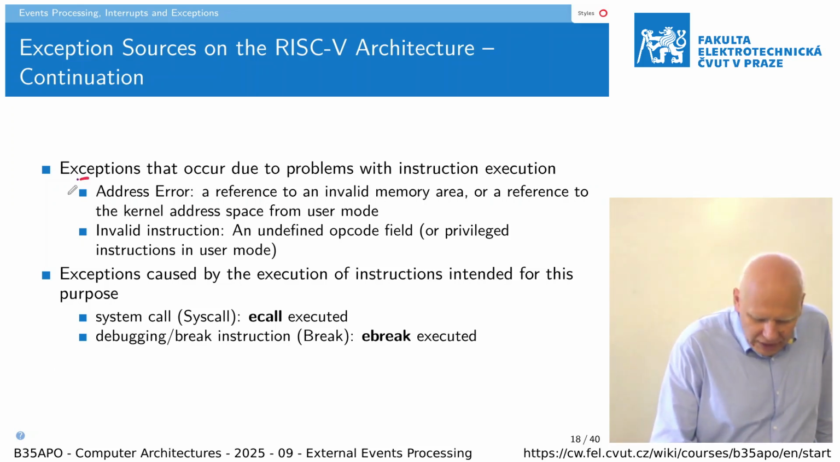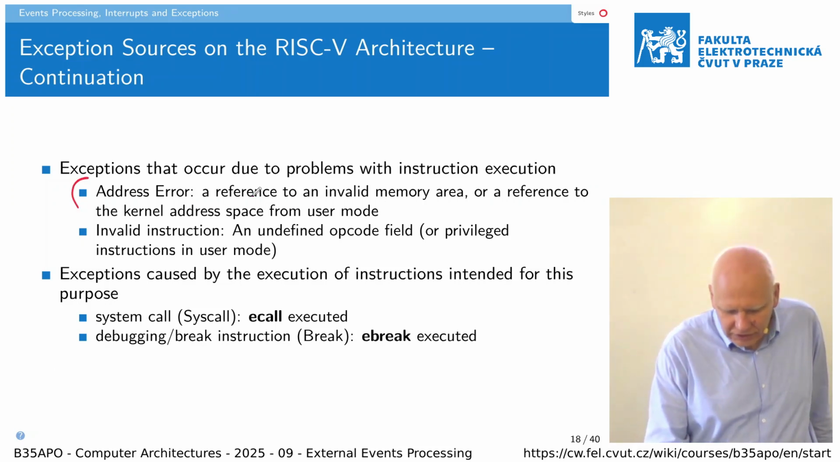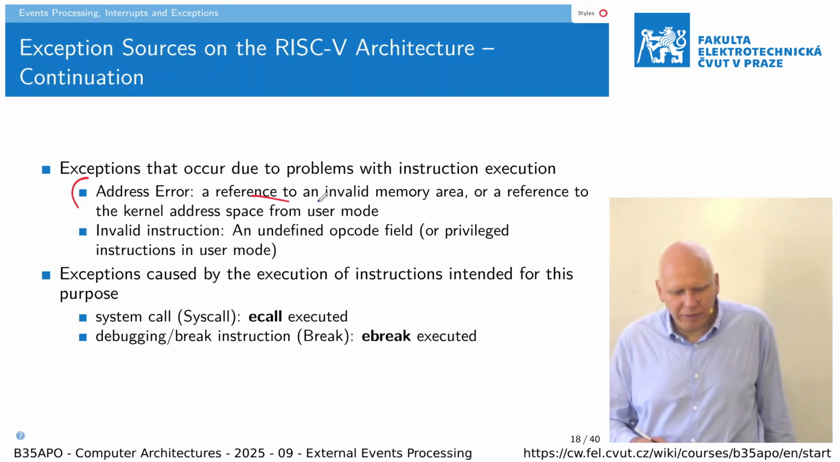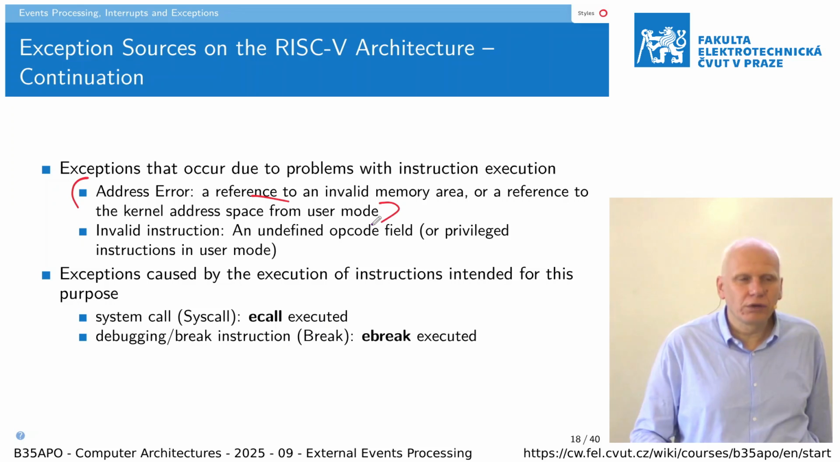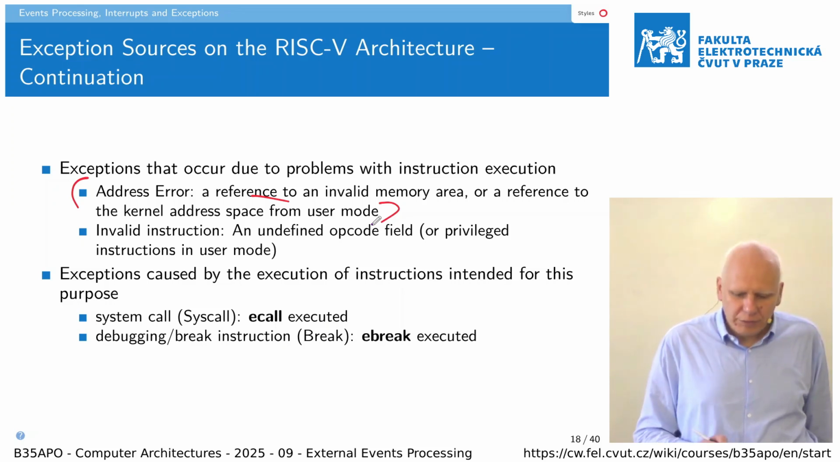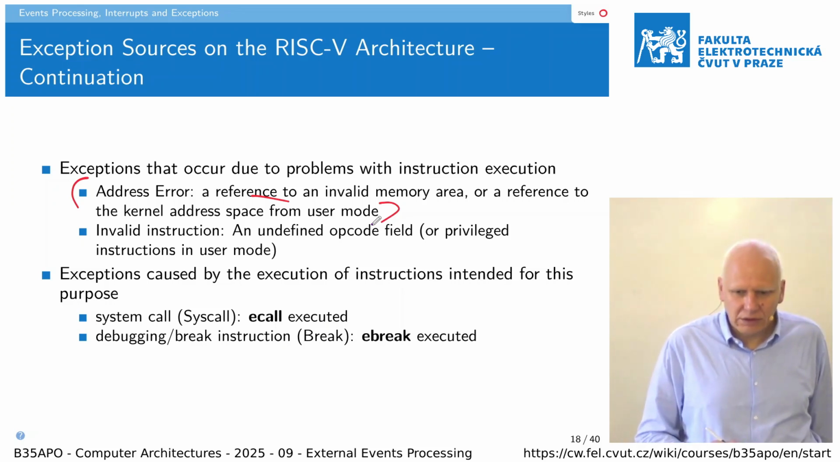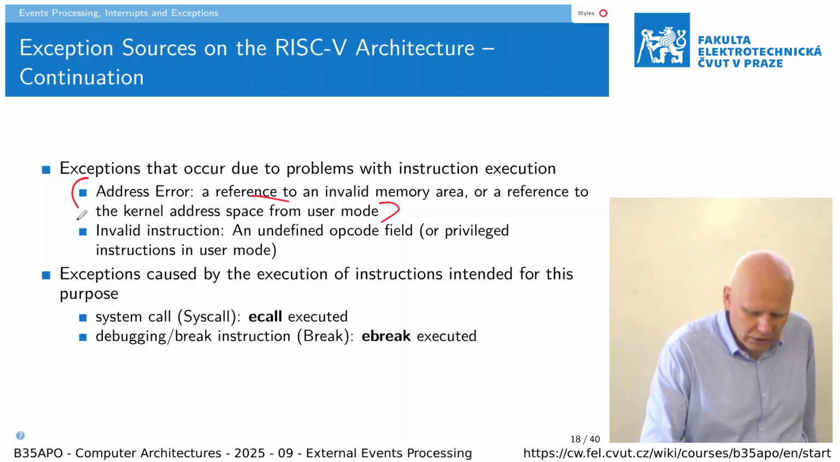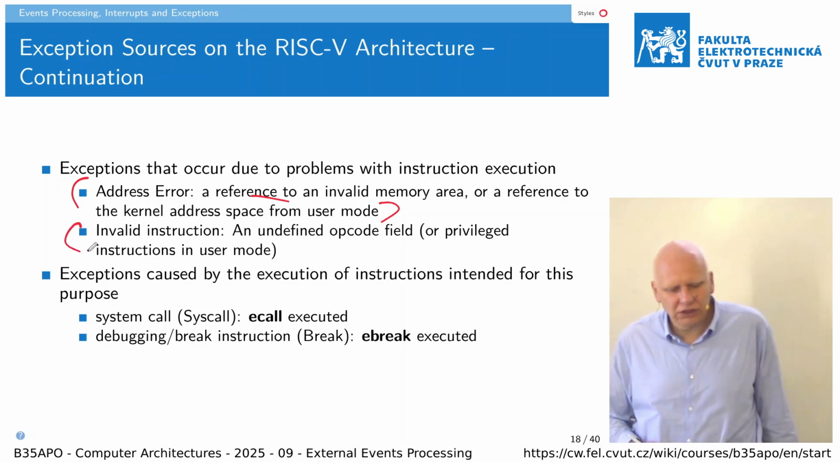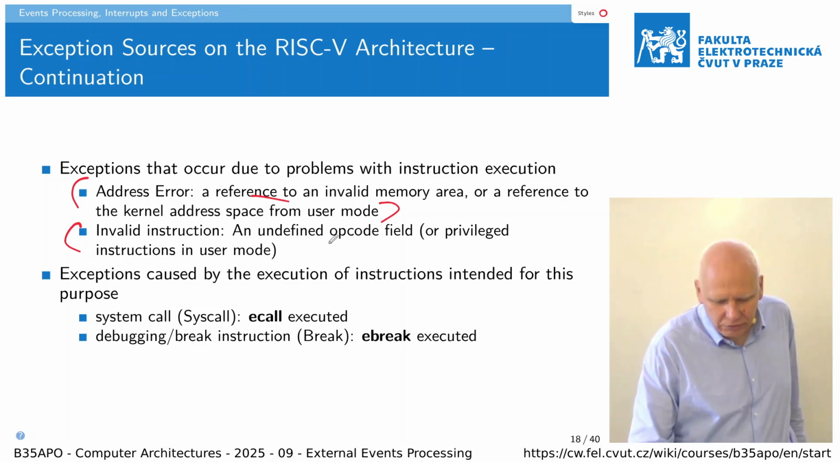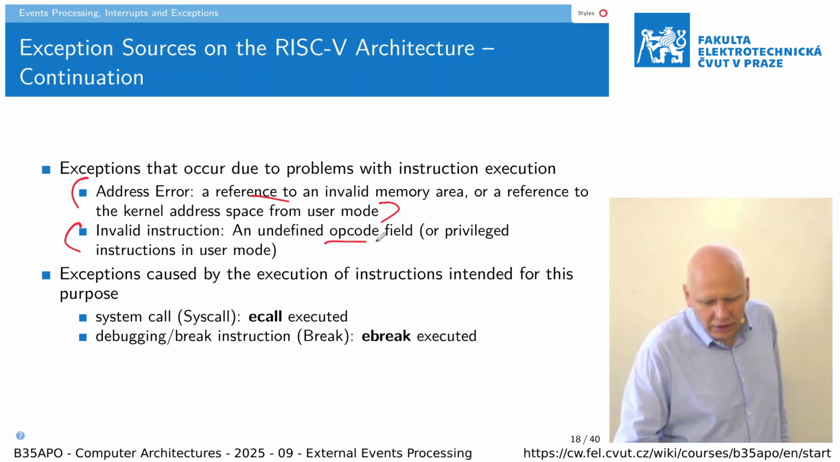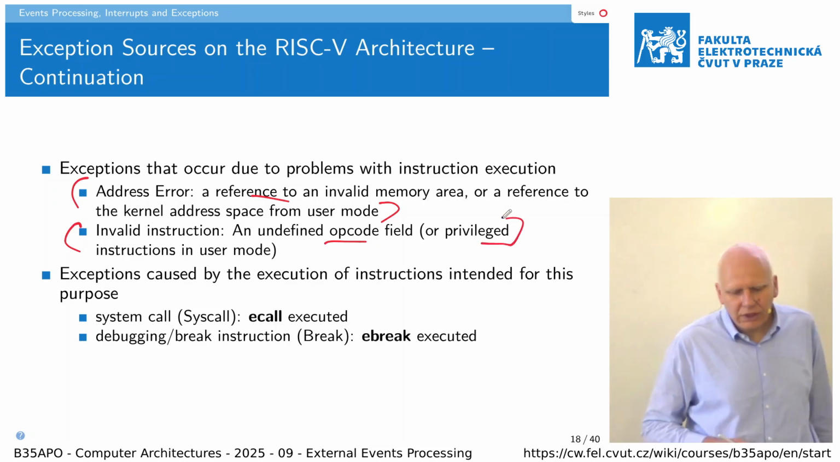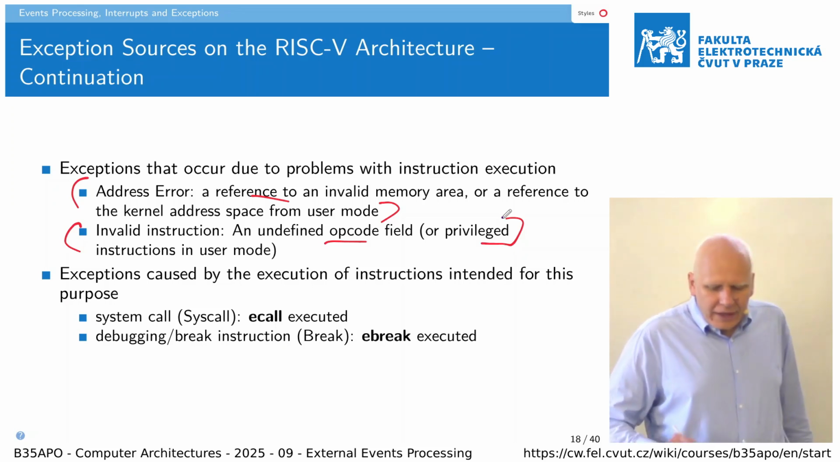And there can be some other sources which are caused by problems inside the instruction, and it can be an address error. This means a reference to invalid memory or a reference to a kernel address from user mode, which doesn't have the privilege to access kernel memory, or there can be an invalid instruction which is caused by an undefined opcode, which is not understood by the processor, or an attempt to execute a privileged instruction in user mode.